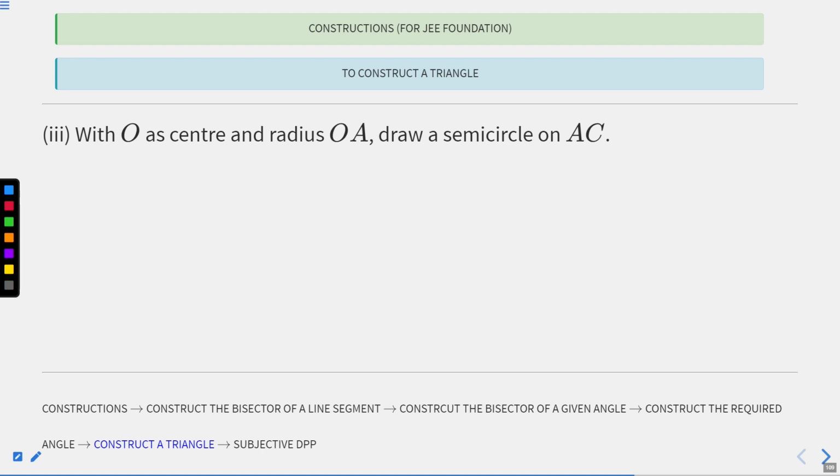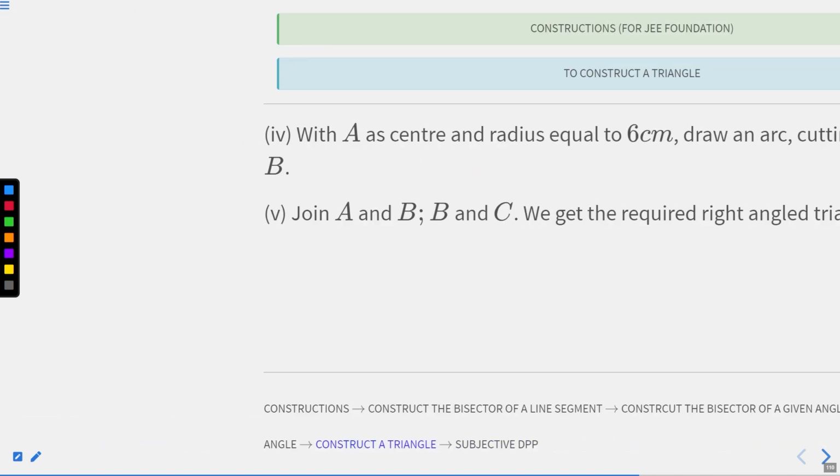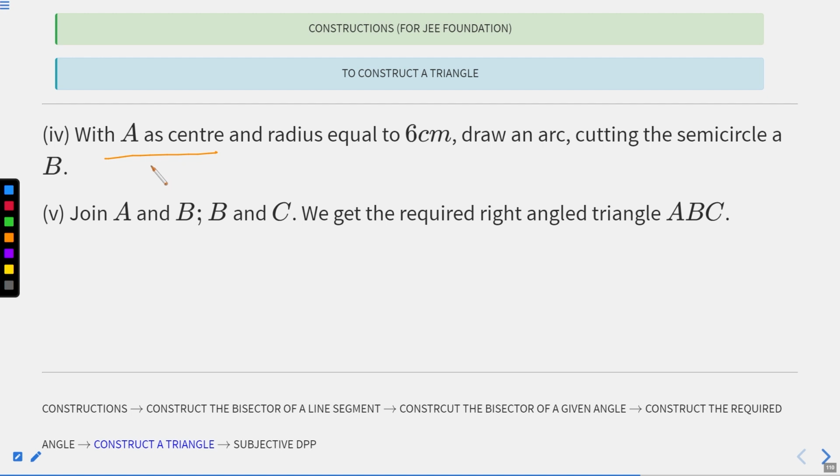So in the third step, I have already explained that taking O as the center and OA as the radius, we draw a semicircle on AC. In the fourth step, with A as the center and radius equal to 6 centimeters, we draw an arc cutting the semicircle at B. Joining AB and BC, we get the required right triangle. I hope all the constructions are very clear to you.